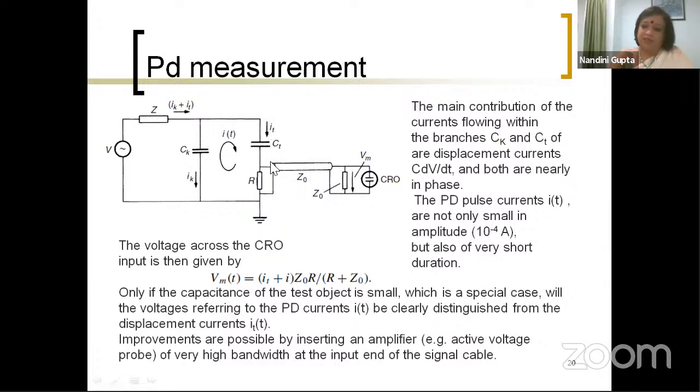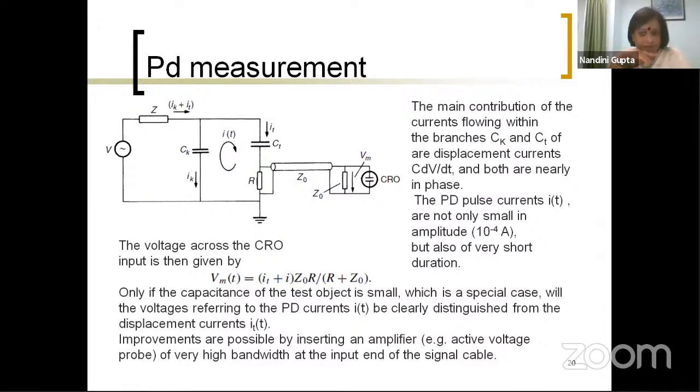IT is the dissipation current, the displacement current in the test object, and IK is primarily the displacement current in the coupling capacitor. These currents will also be there. And in addition to that, at the instant of discharge, there will be a current IT flowing, not from the supply, but in this loop. And this current IT will be measured. It will have to be amplified. And that is the current that you can observe in your oscilloscope.